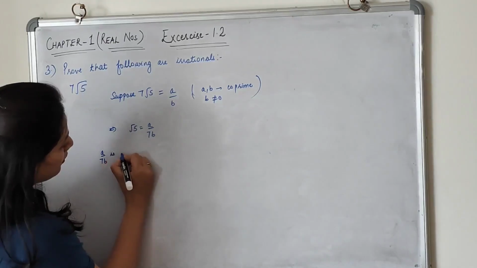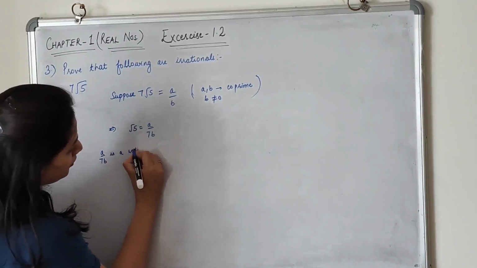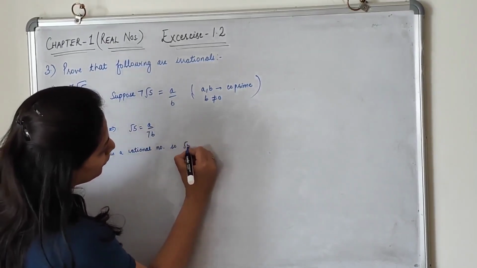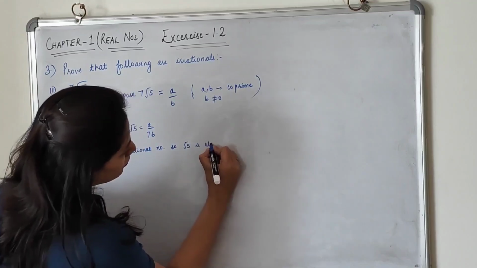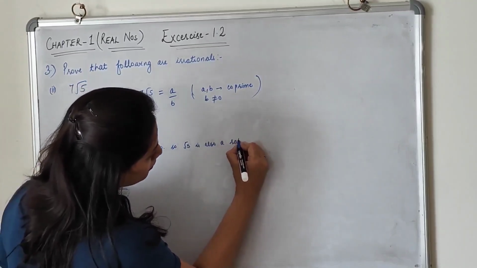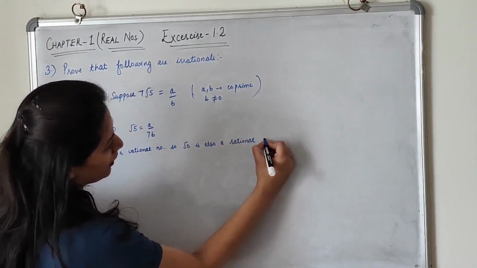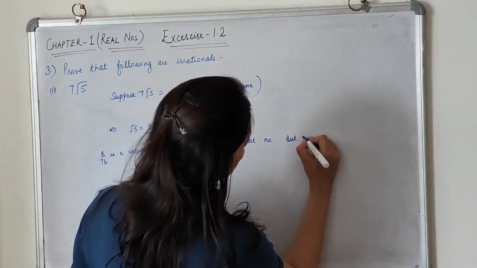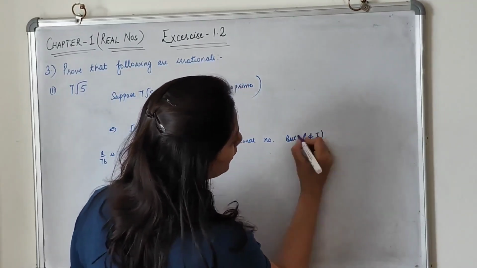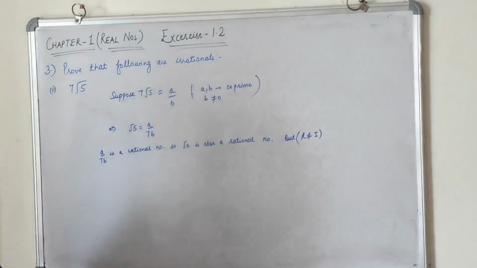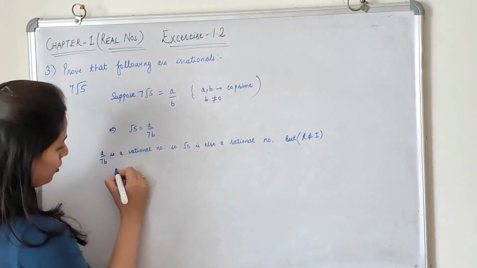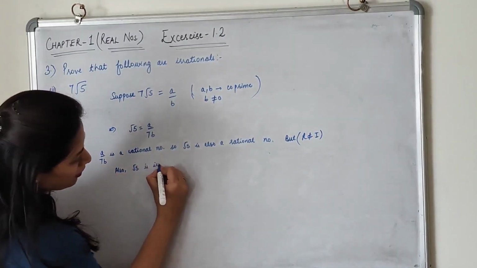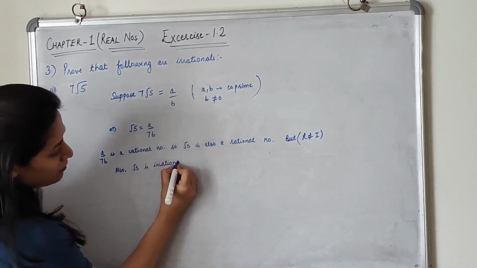A by 7B is a rational number, so root 5 is also a rational number. But a rational number cannot be equal to an irrational. Also, root 5 is irrational.